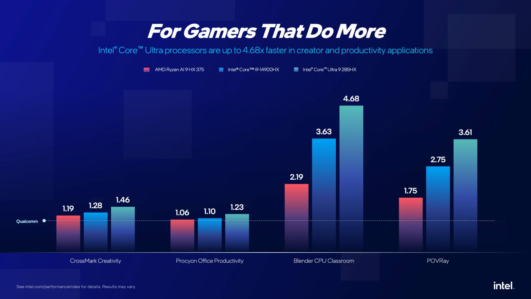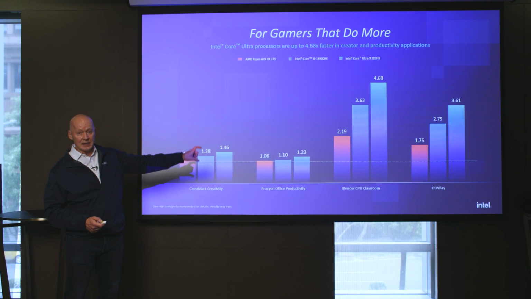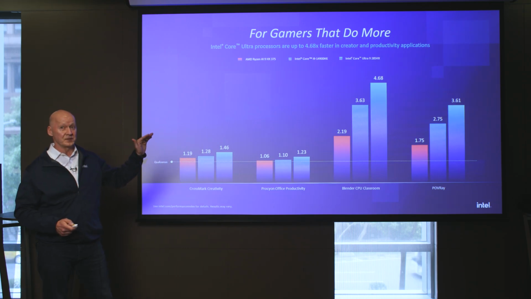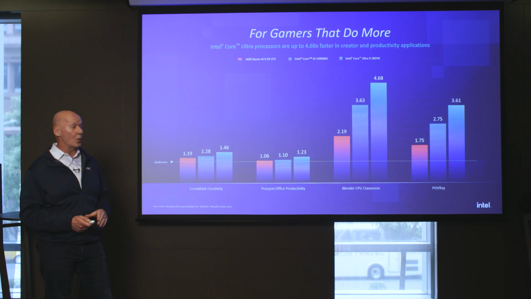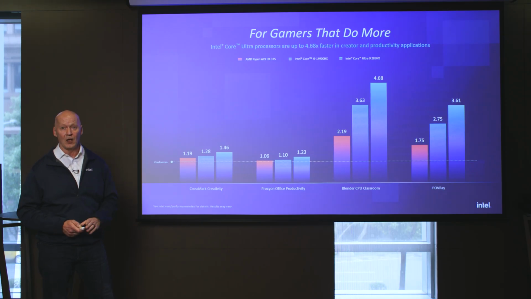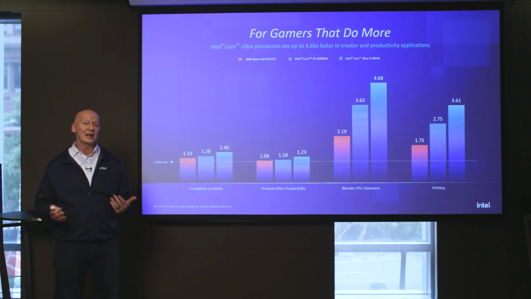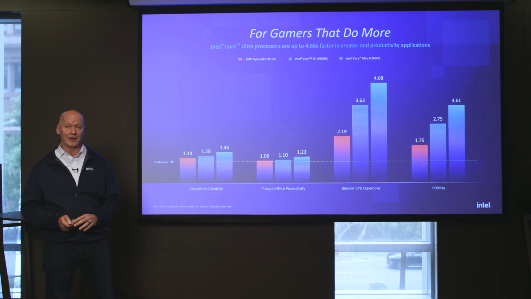And so when you look at the actual creator performance of our platform, when we baseline it versus the best from Qualcomm out there, and we show the performance of AMD versus Intel, you see up to 4 times the performance, more than 4 times the performance on our systems versus Qualcomm, and a significant lead over AMD systems. So for gamers and creators, the 285HX is a phenomenal platform.